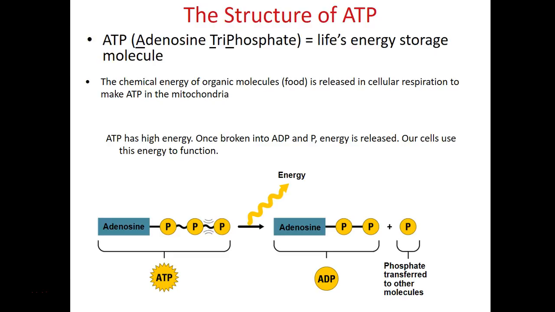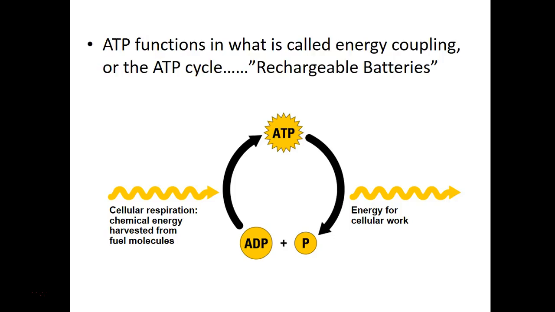ATP is a very important molecule. It is made out of adenosine triphosphate. So triphosphate means that it's got 3 phosphate groups that are attached to one another. The energy is stored between the last 2 phosphates. And so ATP actually goes from being a triphosphate molecule to being a diphosphate molecule and releasing that small amount of energy for work. It functions in what we call energy coupling.